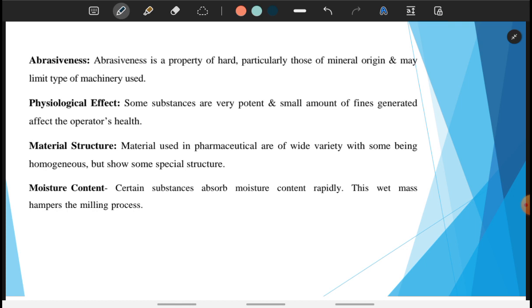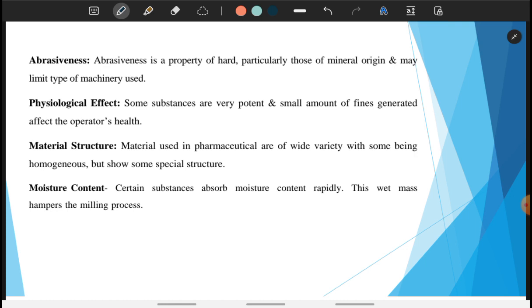Next is the physiological effect. In this, some substances are very potent, and a small amount of fines generated may affect the health of the operators who are operating the size reduction machinery. To avoid these problems, the mill used should be enclosed, an exhaust system should be provided, and if possible, wet grinding performed to eliminate these problems.